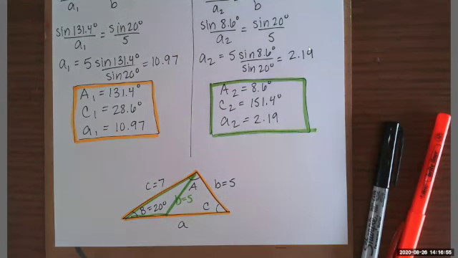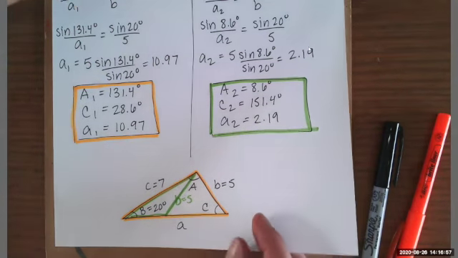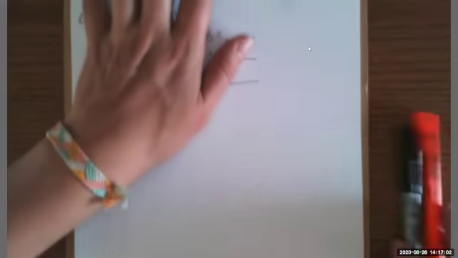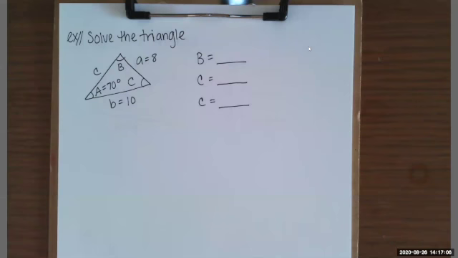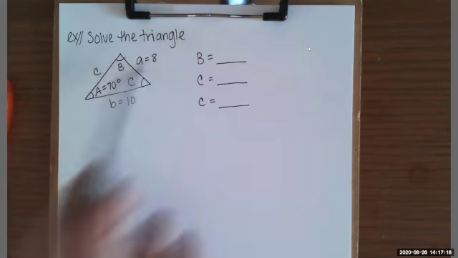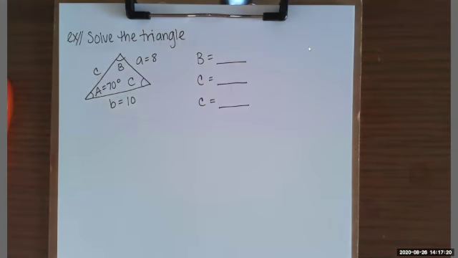Let's do a couple more. Next one here, let's solve the triangle. I have angle A is 70, side A is 8, and side B is 10. So again, what you want to recognize is that when you're given angle side side, this is the ambiguous case, right? I want to be on the lookout for 0, 1, or 2 triangles.